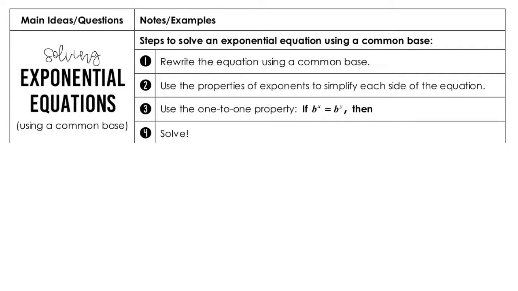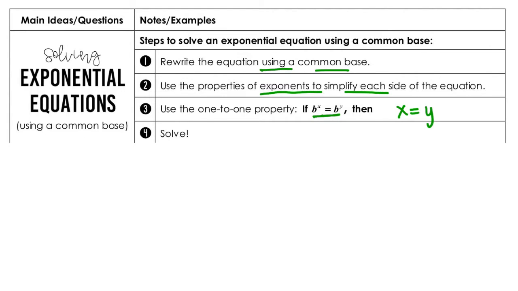Alright, for our next section, we will be solving exponential equations. And we've got a four-step process here, and one would be to rewrite each equation using a common base. And then we're going to use our properties of exponents to simplify each side of the equation, and then our one-to-one property. And that's telling us that if b raised to the x power equals b raised to the y power, then we know that x has to be equal to y. And once we do that, we have a situation where we can solve.